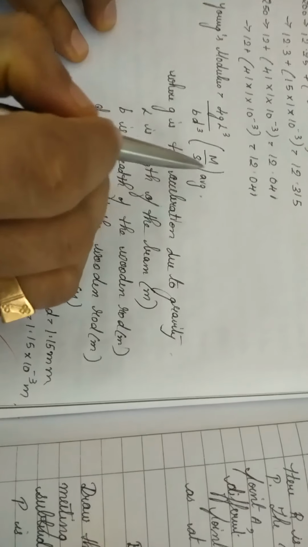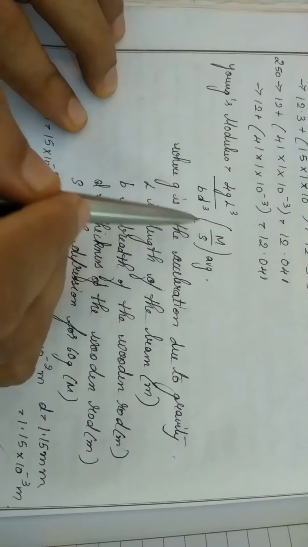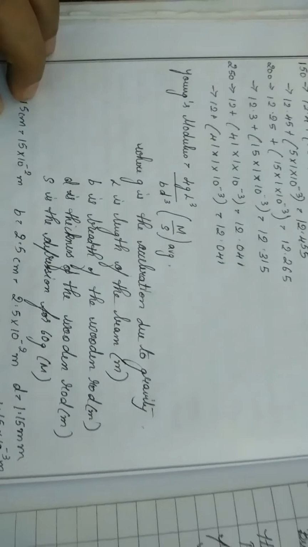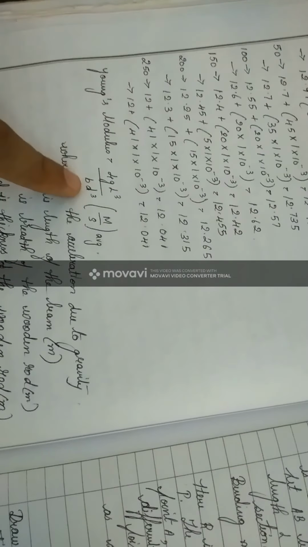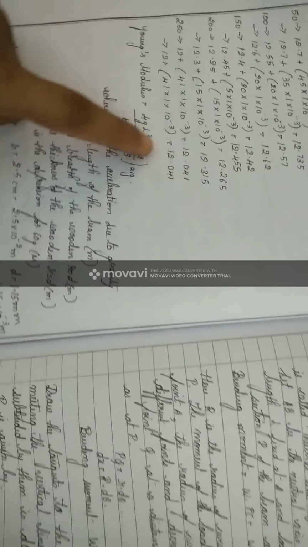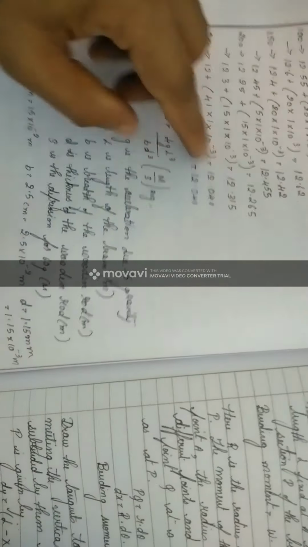You can substitute that value in the original expression of Young's modulus. Y is equal to 4 mg L cube divided by B d cube into S. Where M by S we have a set of readings, that's why we have written it separately in a column.